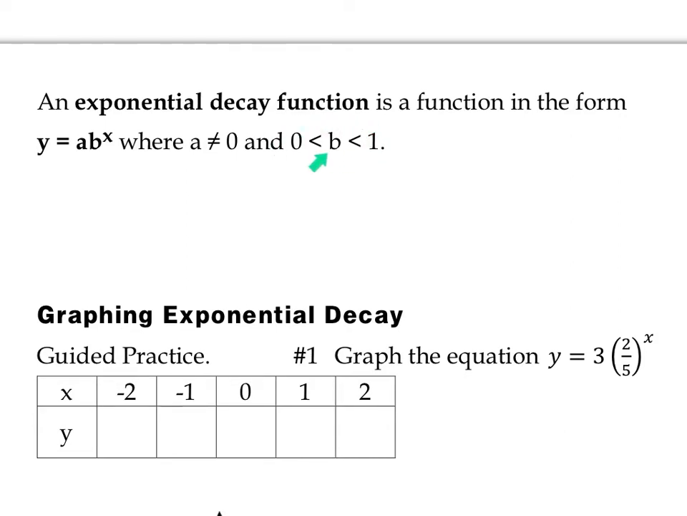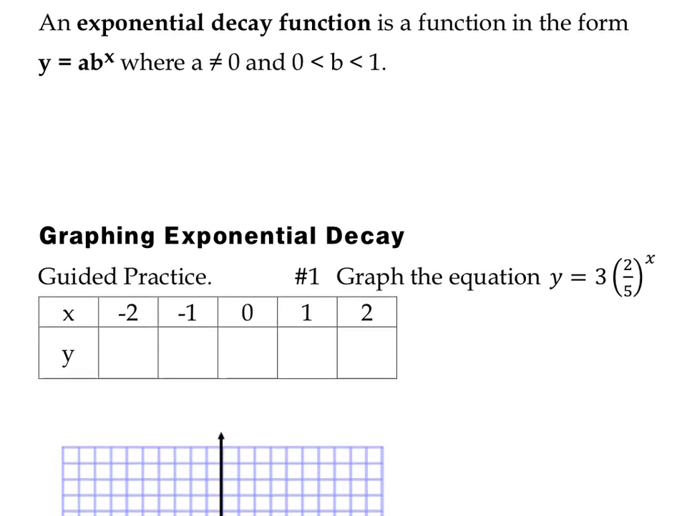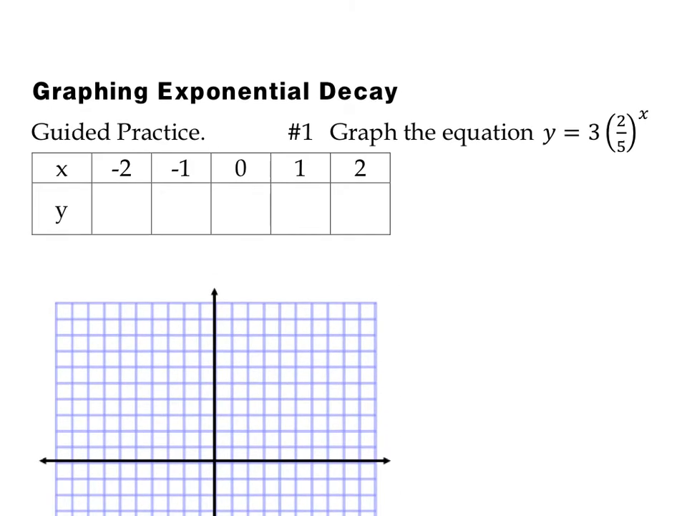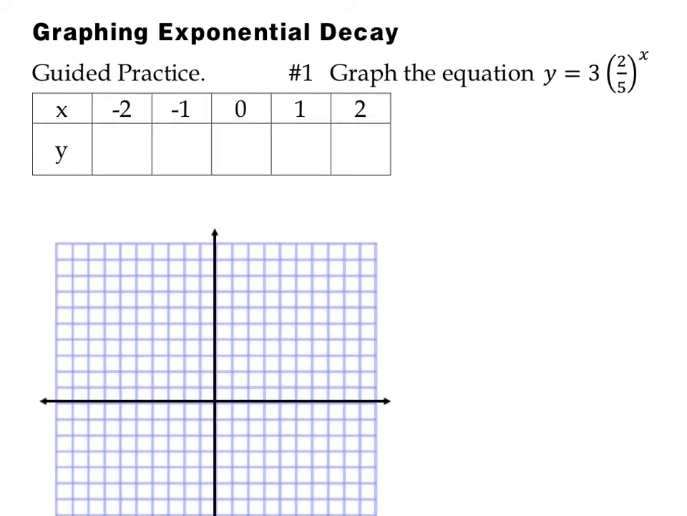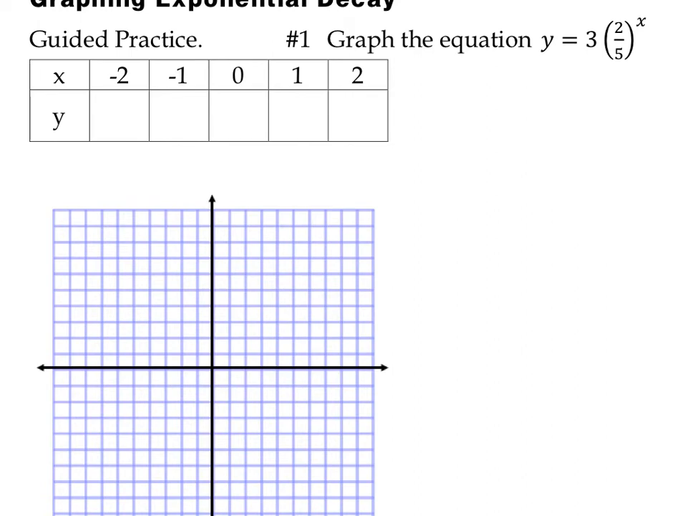Okay, not negatives. And it could be a fraction, it could be a decimal, it could be like 1/3, it could be 0.2, something between 0 and 1. All right? And we're going to look at and see what that is for our graphs. You're going to see it doesn't change a whole lot. But here's an example of exponential decay, because we have a b value of 2/5. That's between 0 and 1.